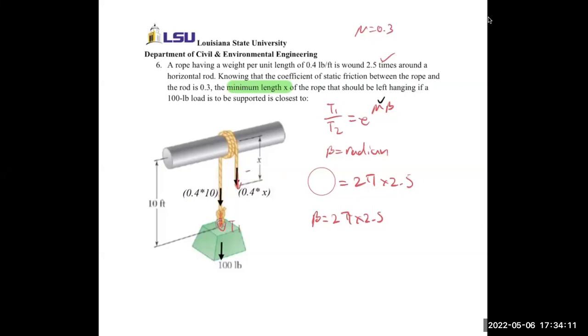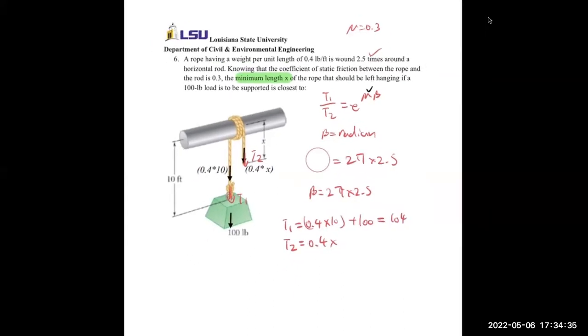This must be T2. Okay, so T1 is equal to 0.4 multiplied by 10. That's the weight of this rope right here, plus the weight of this object. So we get 104. And then for T2, that's just 0.4x. Okay, and then we're going to plug everything into this equation.